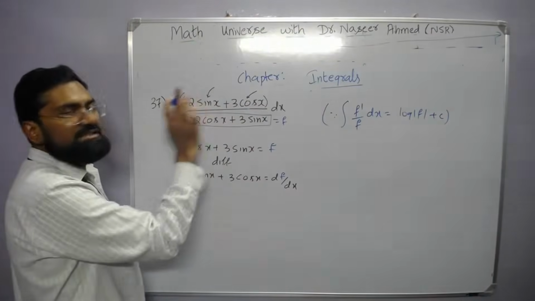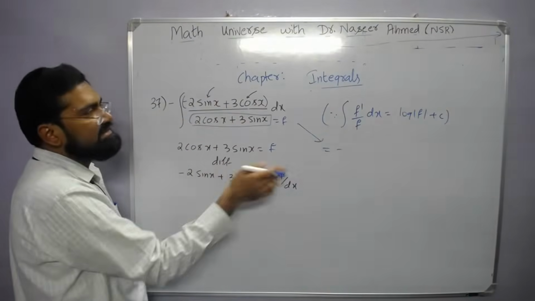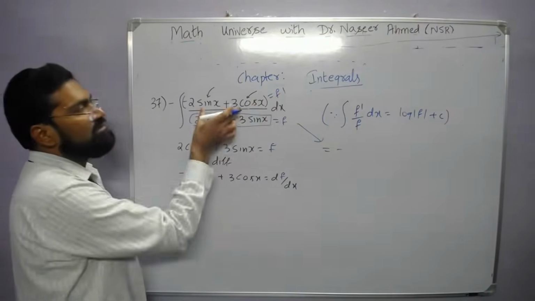Minus minus plus, minus plus minus. Now what's the answer? This minus as it is. Now this is the function and this is the derivative. You can see, both are matching now.